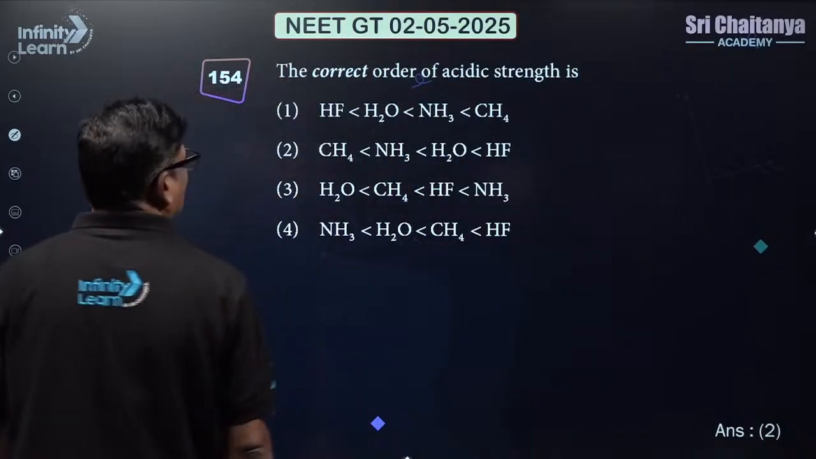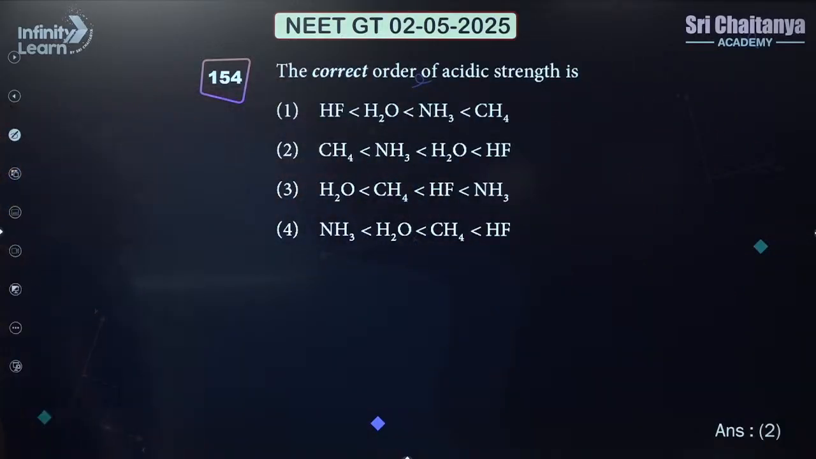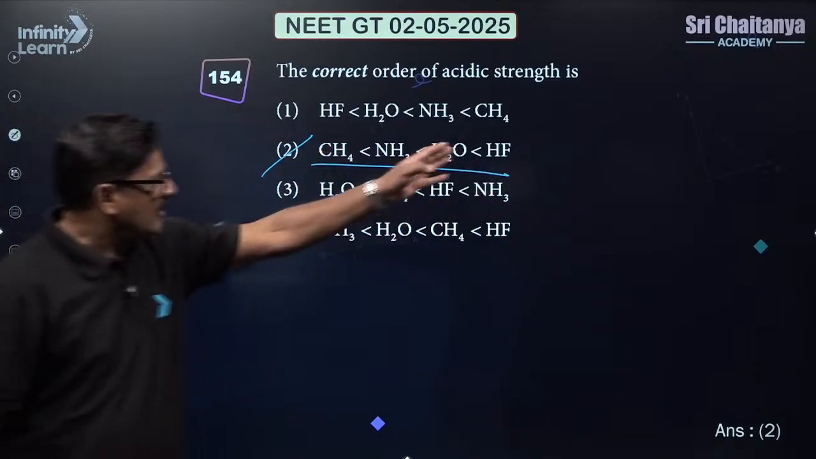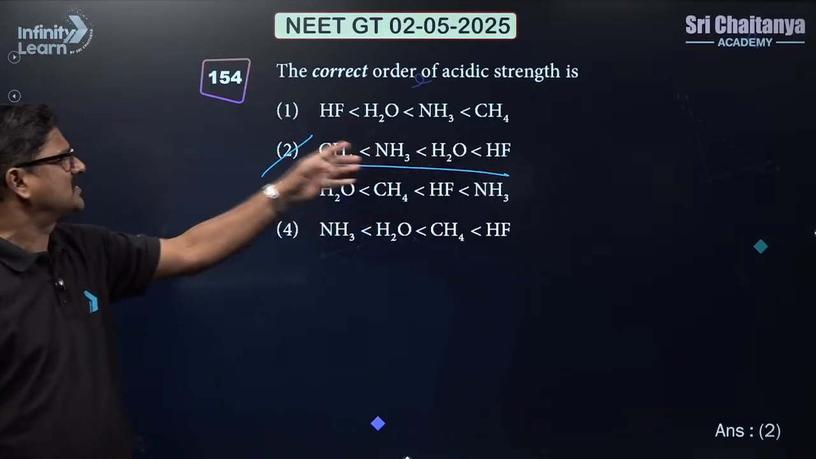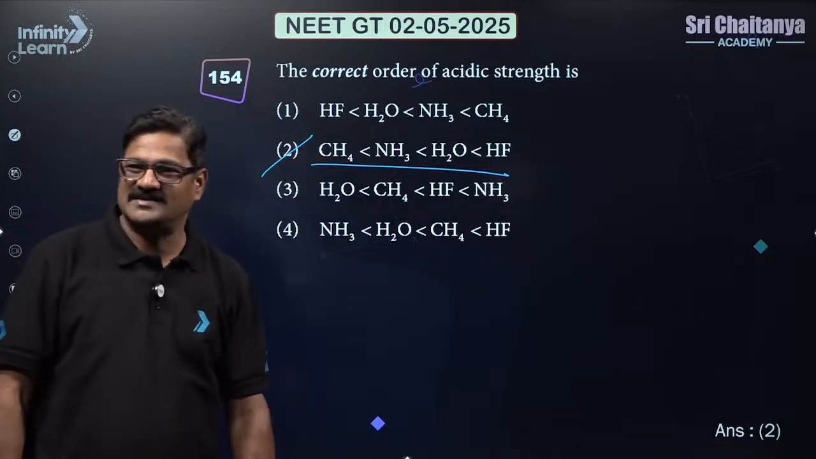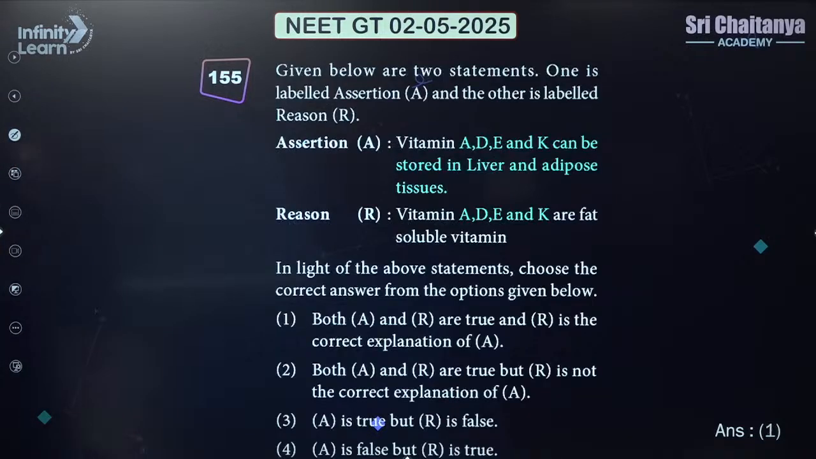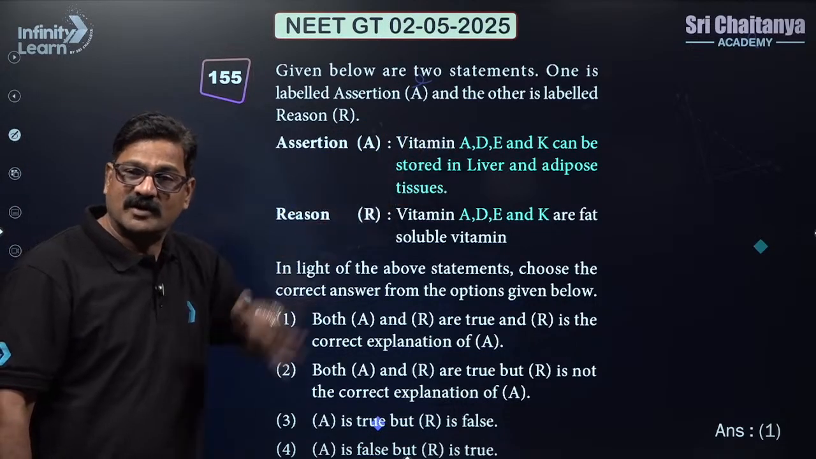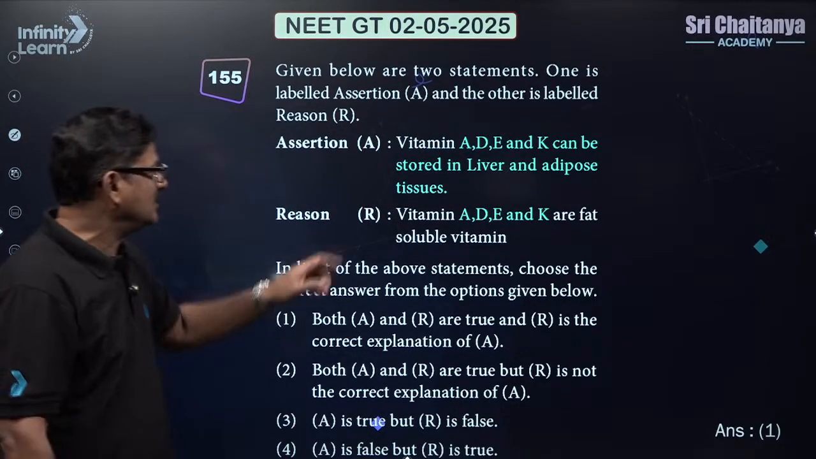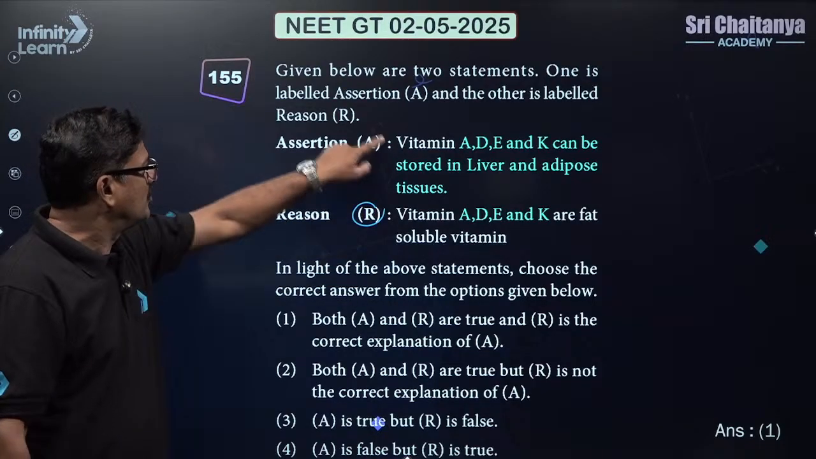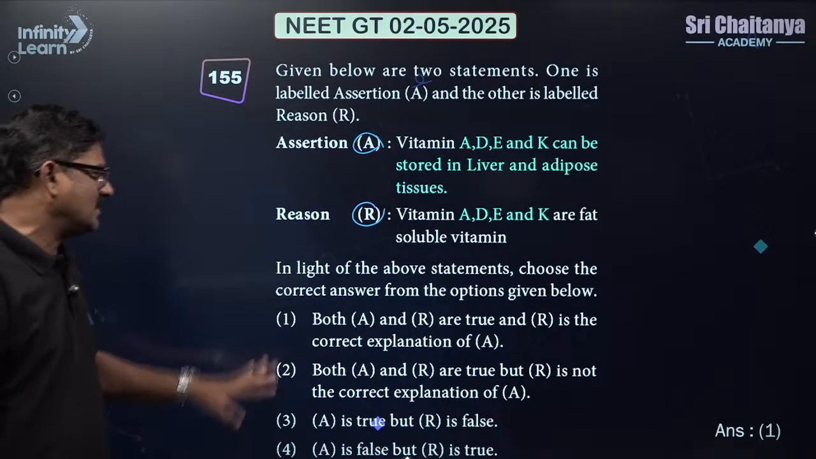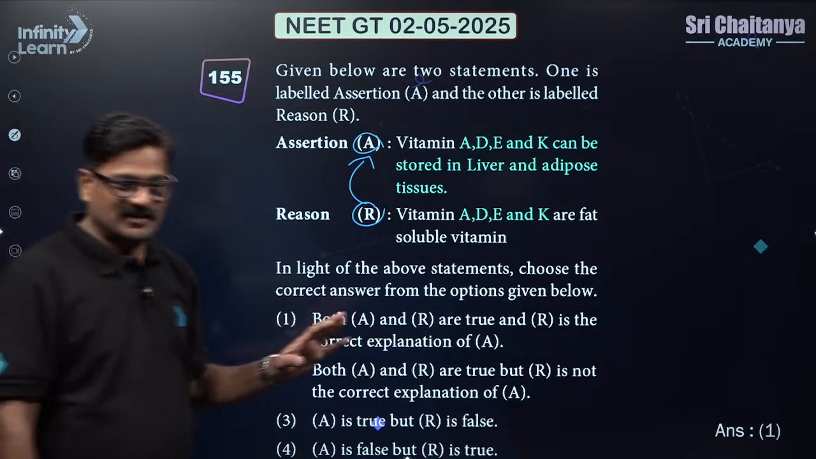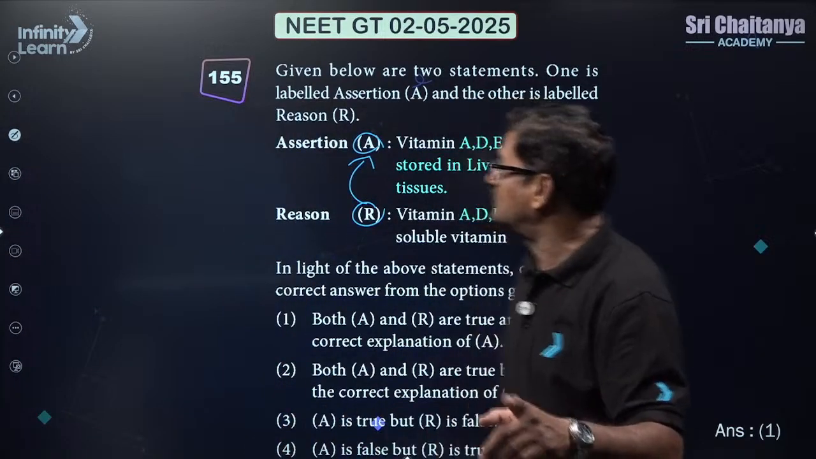Perfect. And the correct order of acidic strength is conceptual: HF, hydrohalic acid, water neutral, ammonia basic. And given below two statements: A, D, E, K are fat soluble vitamins, therefore they are stored in the liver. That's good. Both are correct statements and it is a correct explanation. So fat soluble vitamins are stored in the liver. You know, the biology students know well.